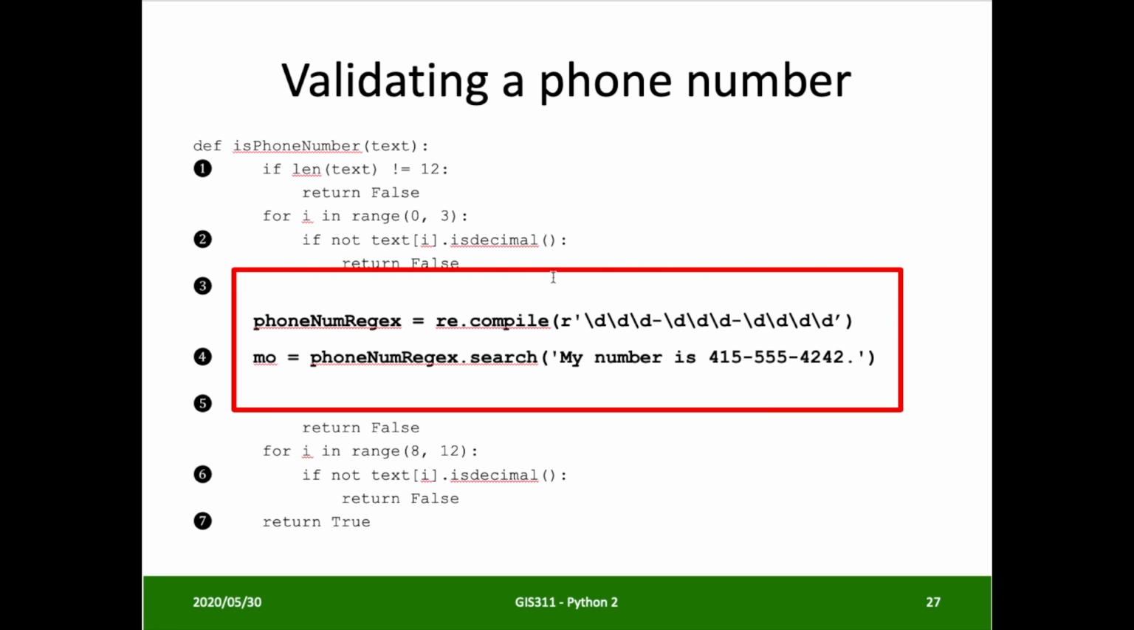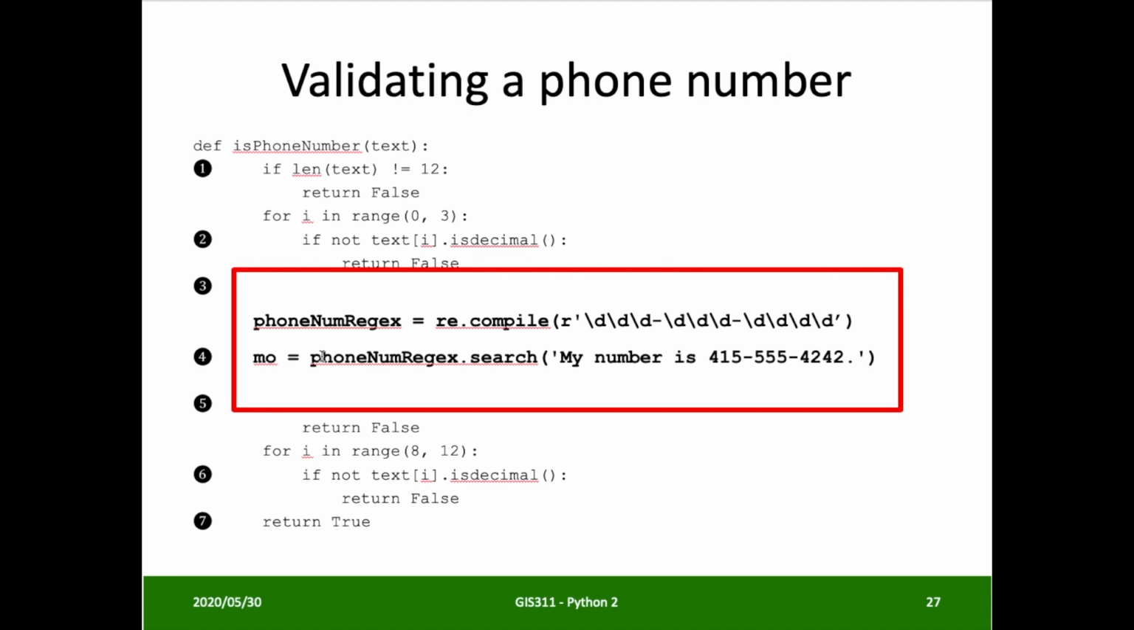Phone number regular expression, re dot compile. Here we define this regular expression. We say it's a digit, a digit, a digit, separated by a hyphen in this case. That's maybe the way we want it in our database, with another 3 digits separated by a hyphen followed by 4 digits.